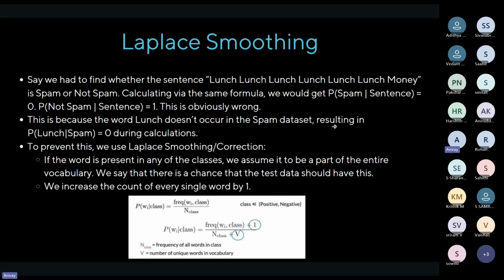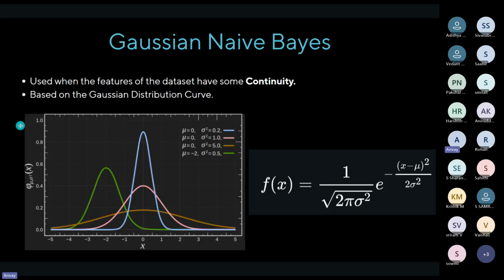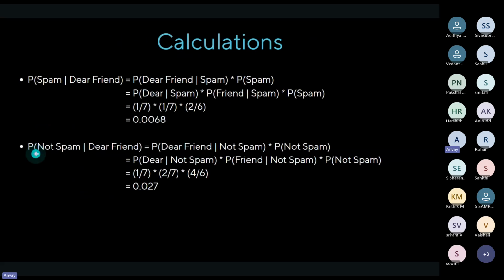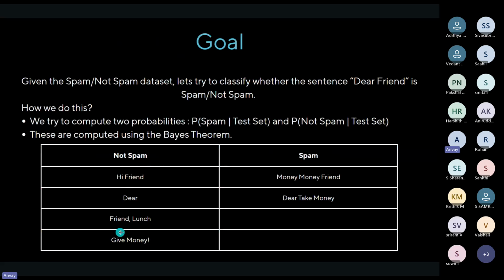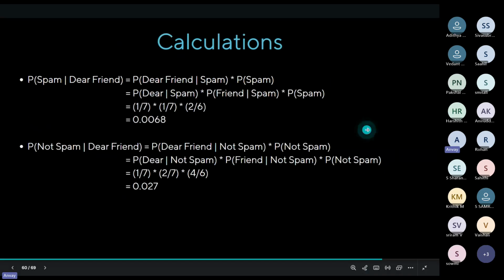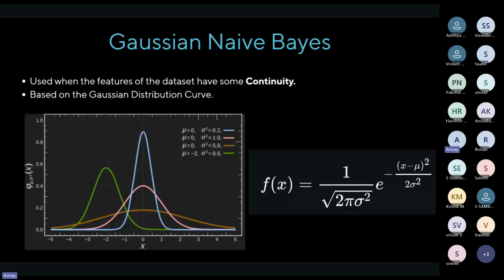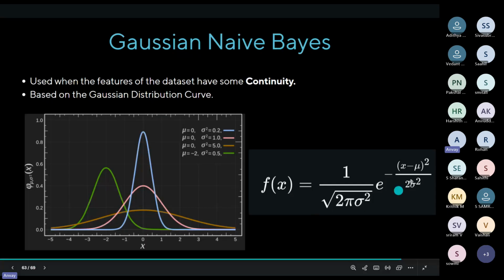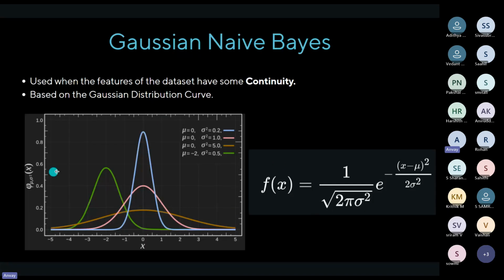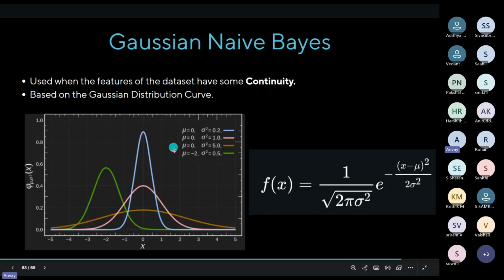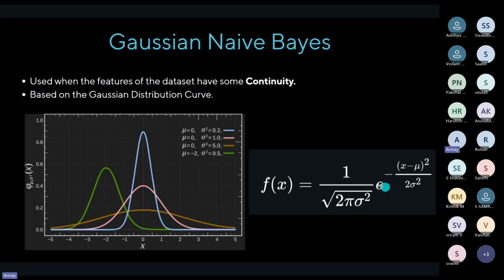Okay, so then I'll go to Gaussian naive Bayes. Multinomial naive Bayes was used for discrete data, right? We had a word data set here. Everything was tokenized. We had token counts, and we had probabilities via counting. Now, Gaussian naive Bayes is used when you want the features of your data set to have some continuity, and it's based on the Gaussian distribution, the Gaussian bell curve, via this formula. This f(x), if you plug in values of x, you'll get this curve. It's dependent on your mean and your variance.